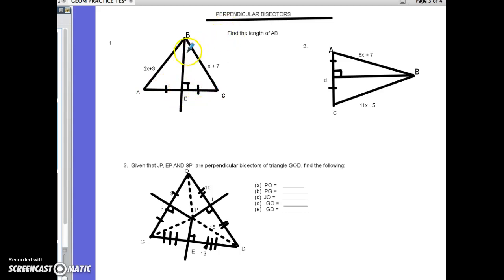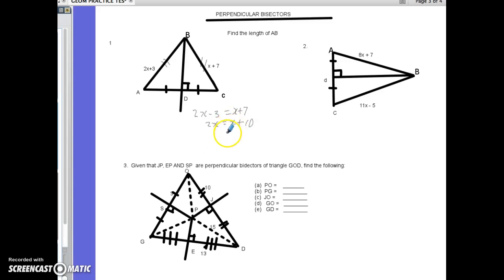The theorem says any point on the perpendicular bisector is equidistant from the endpoints. That means point B would be equidistant from the endpoints of AC. What that means is that AB is the same as BC. And that means 2x minus 3 would be equal to x plus 7. And you work that out by adding 3 to both sides. You get 2x equals x plus 10.